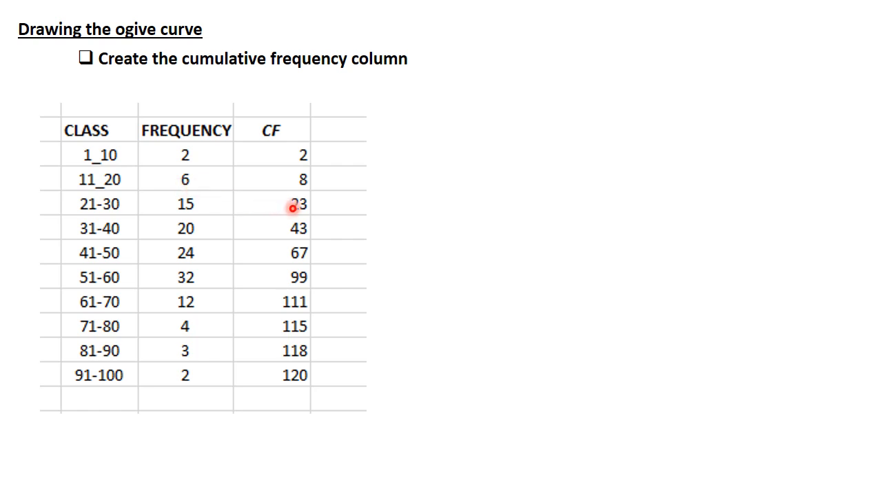The next one is also 23. It means we have 23 students who scored between 1 and 30. 2 of those were in the first class, that's from 1 to 10. 6 of those were in 11 to 20, and 15 of those were between 21 and 30. So if you add those 3, you get 23. So these figures are gotten by adding cumulatively the previous classes, and on and on. That's how I develop the cumulative frequency. I explained that in a previous tutorial. Maybe you need to check it out.